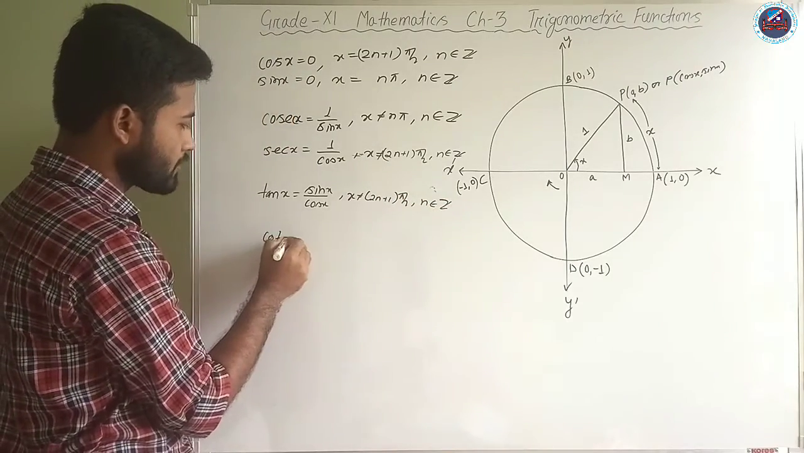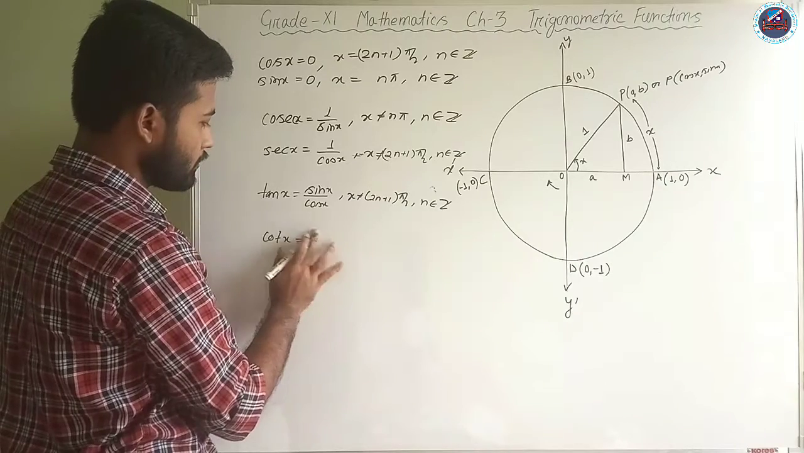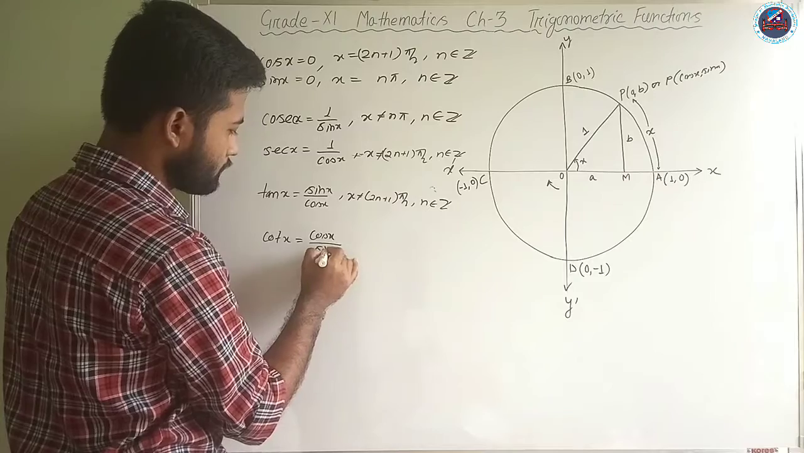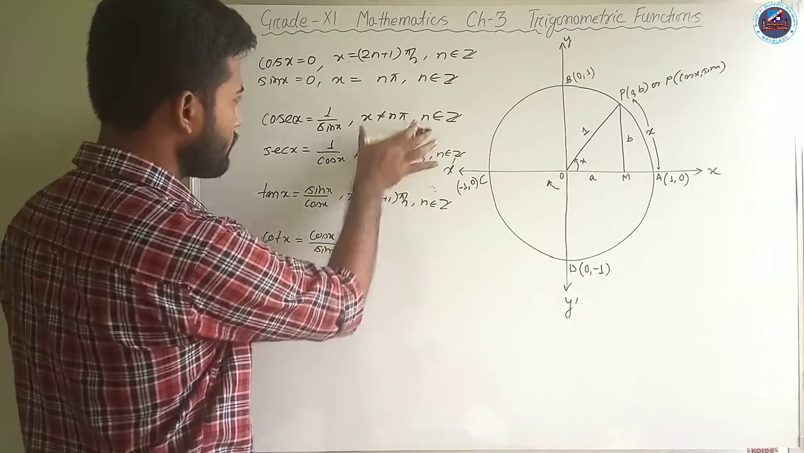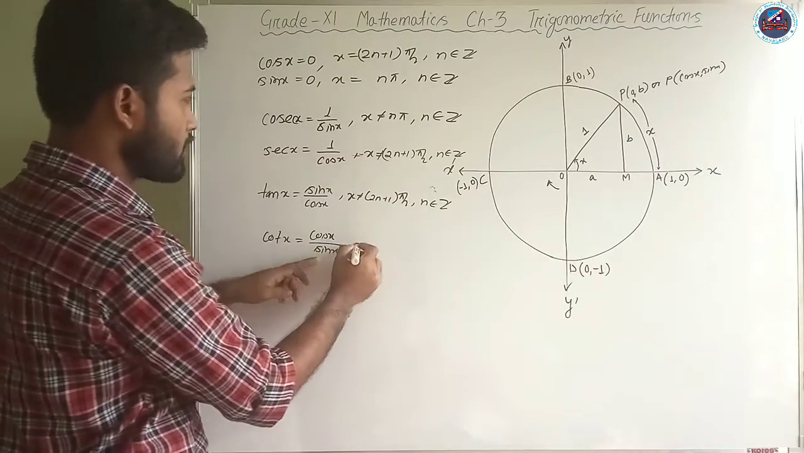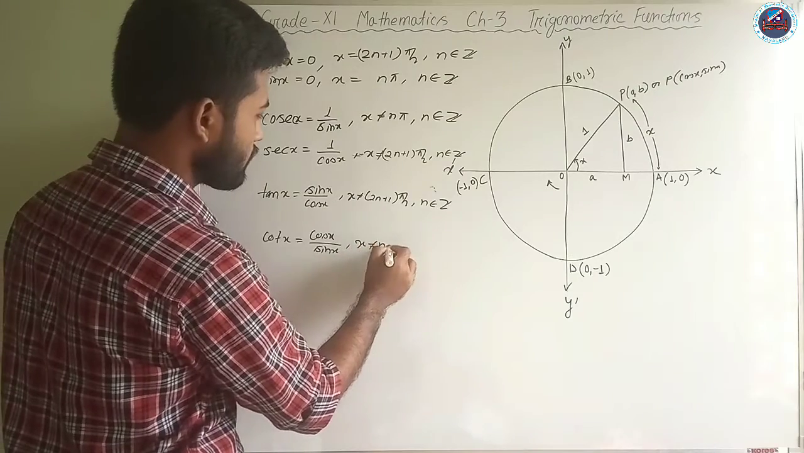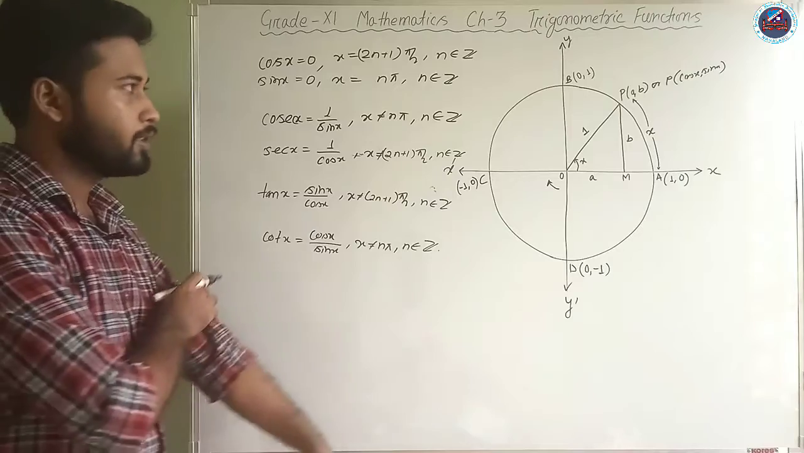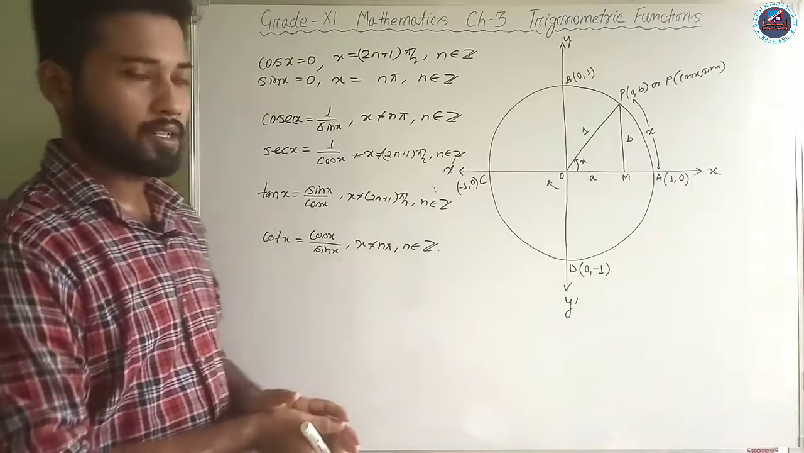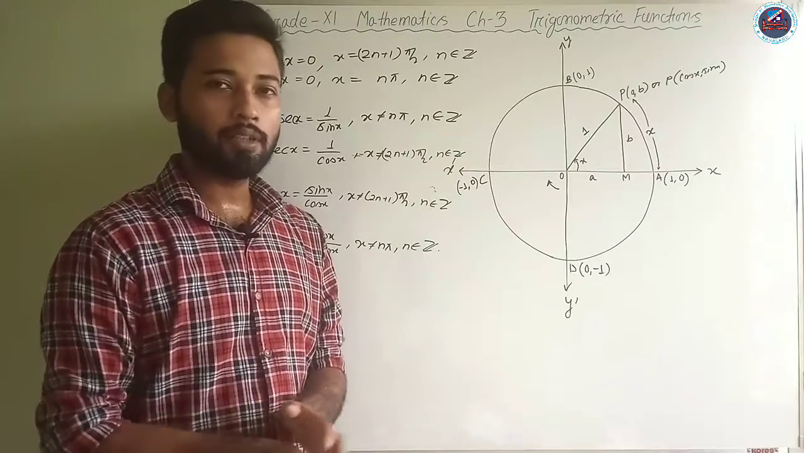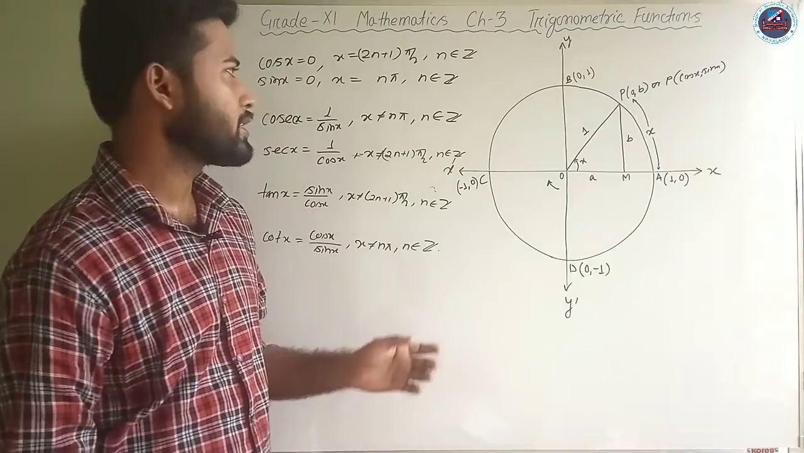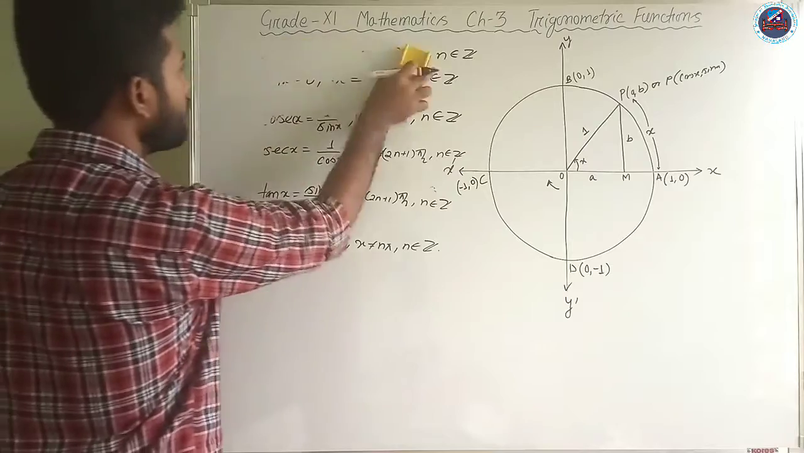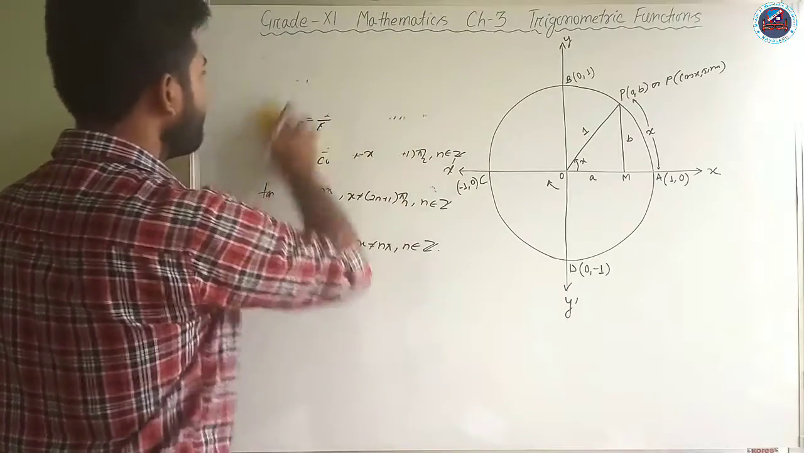And for cot x, we have cos by sine, and the condition will be this, because sin x cannot be 0, so we shall have x not equal to n pi, where n belongs to the set of integers. Fine. So this is all about the trigonometric functions using the unit circle. And now let us study a few things about the signs of trigonometric functions, like how they will behave in different quadrants.